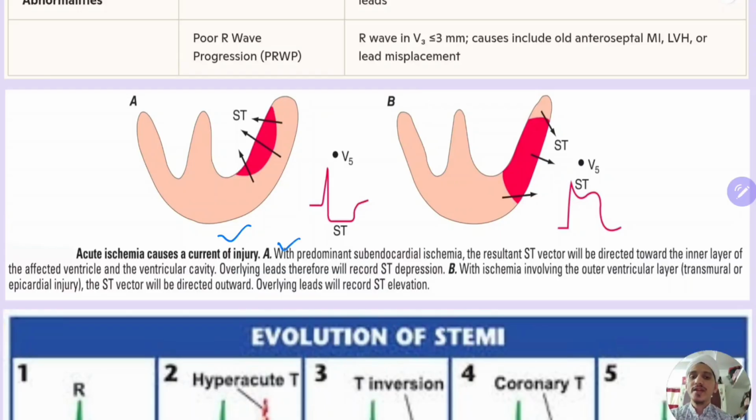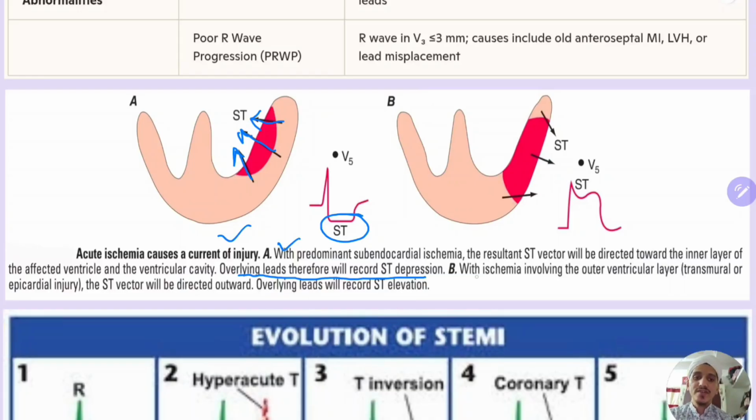With predominant subendocardial ischemia, for example in NSTEMI, the resultant ST vector will be directed toward the inner layer of the affected ventricle and the ventricular cavity. That is opposite from the leads. The current is moving away from the leads. That's why the overlying leads will record ST segment depression. That is the concept behind NSTEMI.